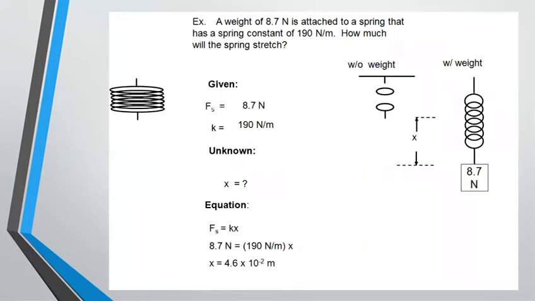So there is a question to understand how we are going to solve problems using Hooke's law. A weight of 8.7 Newton is attached to a spring that has a spring constant of 190 Newton per meter. How much will the spring stretch? The spring constant has been given, the force has been given, and we have to find the stretch of the spring, that is, the value of x. Applying Hooke's law, Fs is equal to kx, substituting the values, we can calculate the extension produced in the spring.